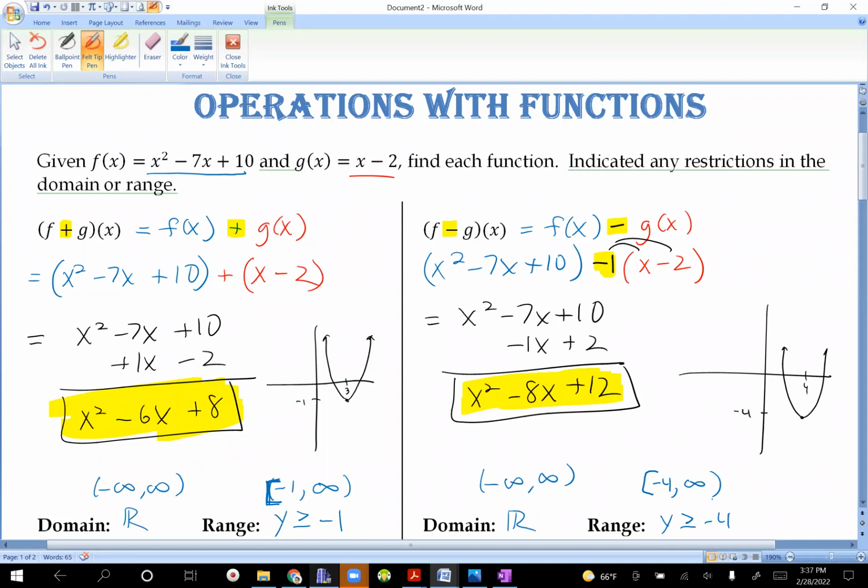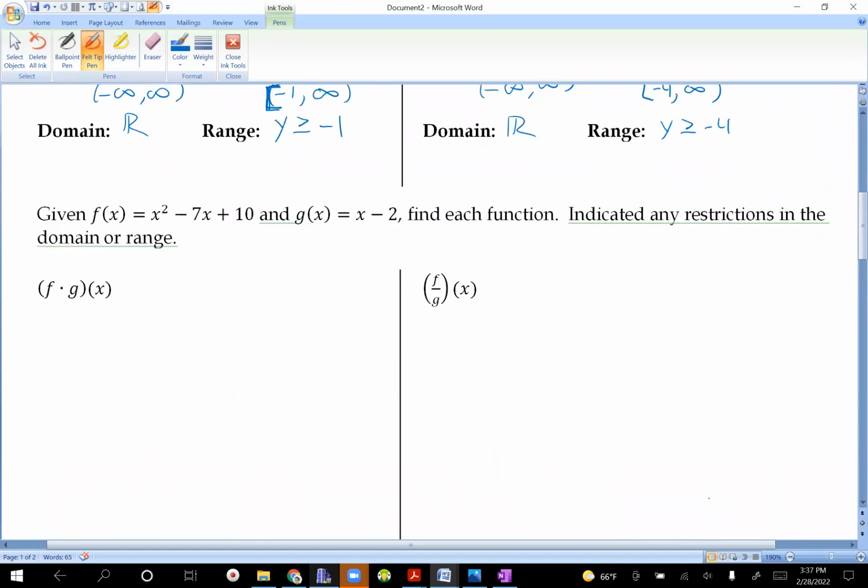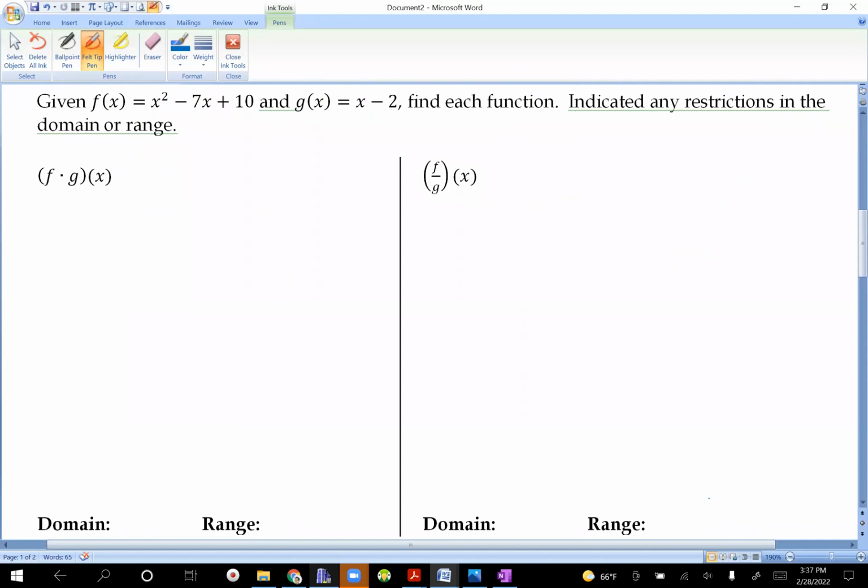We're going to go ahead and do the multiplication and division of them. And we're going to have some restrictions for sure. So we're going to do the same problem. Okay. So same exact problem, this is the f of x equation, f of x equals x squared minus 7x plus 10. And g of x equals x minus 2. Find each function, indicate any restrictions in the domain. So here they tell us to multiply them.